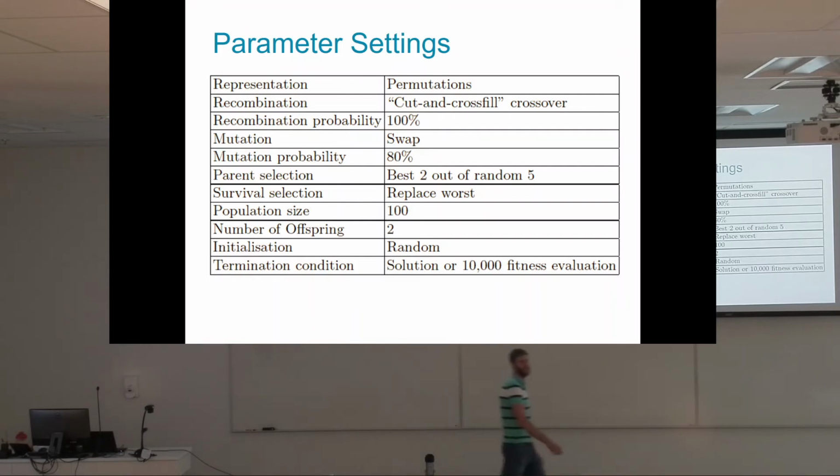All right, 80%. So the 80% is, okay, we've selected the two. Roll the dice to see if we're actually going to do mutation. All right, if we are, okay, go do it, do the swap. Otherwise, just leave it alone.